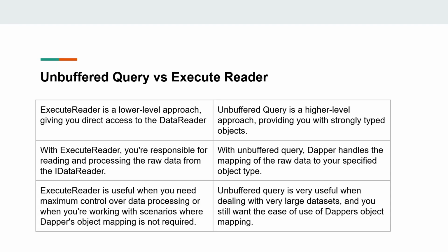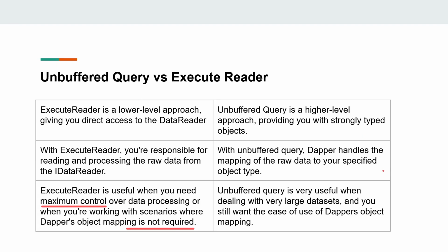ExecuteReader is useful when you need maximum control. Because you have seen there are different types of parameters like transaction, command type. Using that, you have full control over how you want to execute your query. So ExecuteReader provides us the maximum control over the data processing, or when you're working with scenarios where Dapper object mapping is not required. So there could be some scenarios where object mapping is not required. In those cases, you can use ExecuteReader.